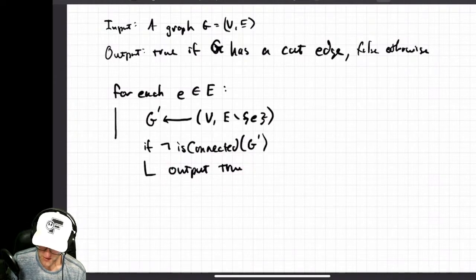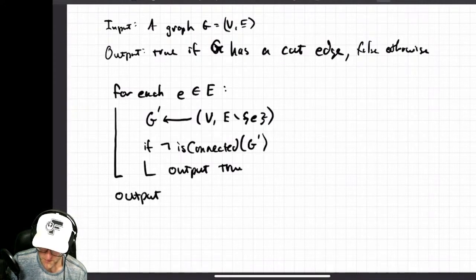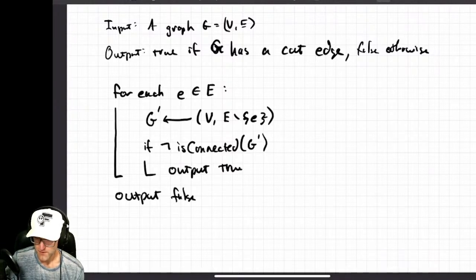Otherwise, now we can't just go else there. What we have to do is go through all the edges. Is this a cut edge? Is that a cut edge? Is the third one a cut edge? And if none of them are cut edges, then we output false.